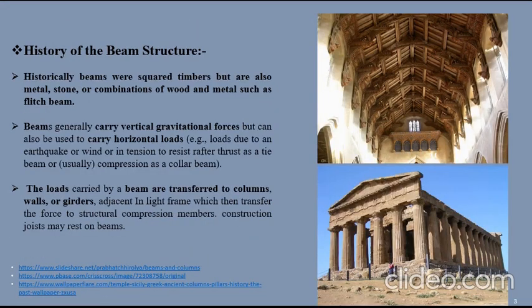Historically, beams were square timbered, but they could also be metal, stone, or a combination of wood and metal, such as a flitched beam. Beams generally carry vertical gravitational forces, but they also carry horizontal loads. The loads carried by the beam are transferred to the column, wall, or girders.